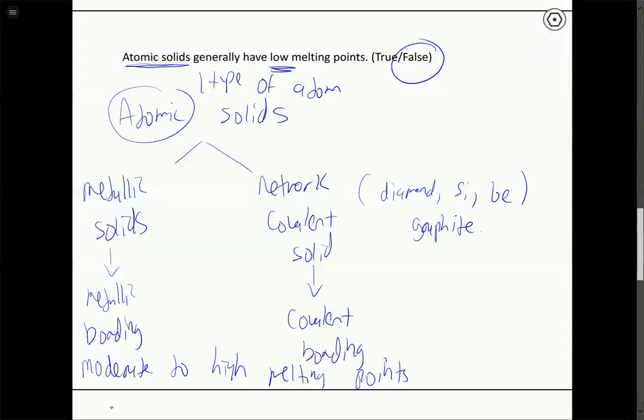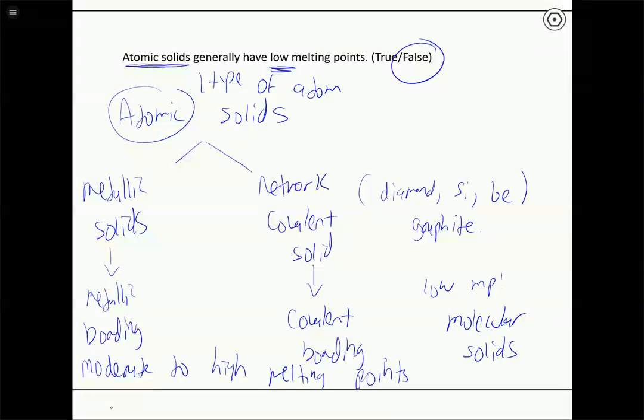Alright? So the ones that have low melting points, those would be molecular solids. So we talked in class just earlier today about the four types of solids that we have: metallic, network covalent, molecular, and ionic. The only one that would typically have a low melting point is a molecular solid. All the rest are going to have moderate to high melting points, including both types of atomic solids.